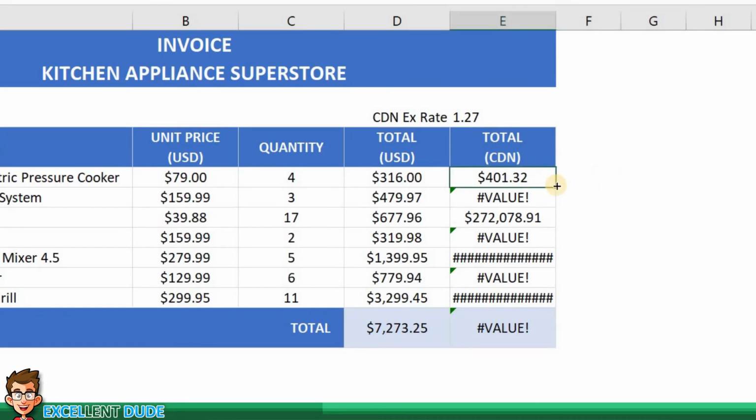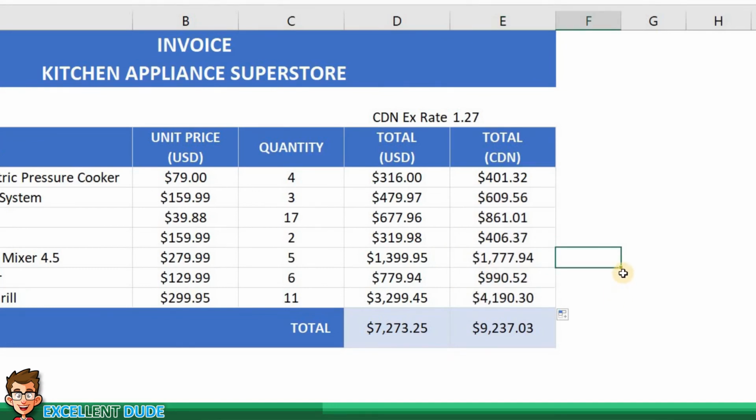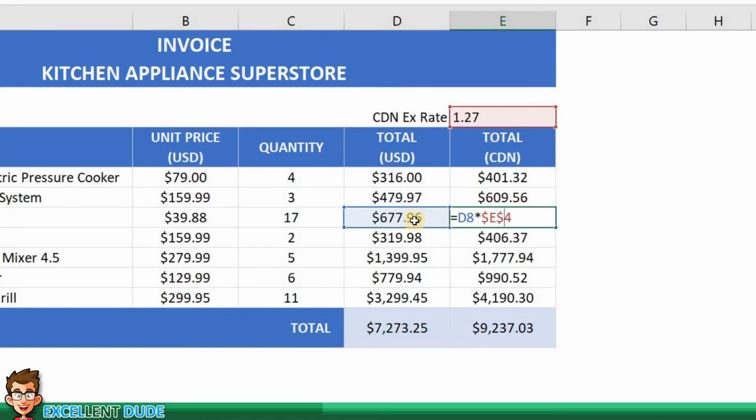Let's copy to the remaining rows, and we can now see that they are all showing the formula correctly. I'll double-click on one of the rows and we can see that it has used the relative cell reference for the row total in US dollars and maintained the absolute cell reference for the Canadian dollar exchange rate.